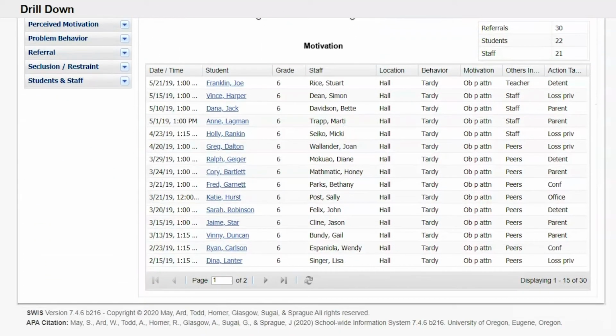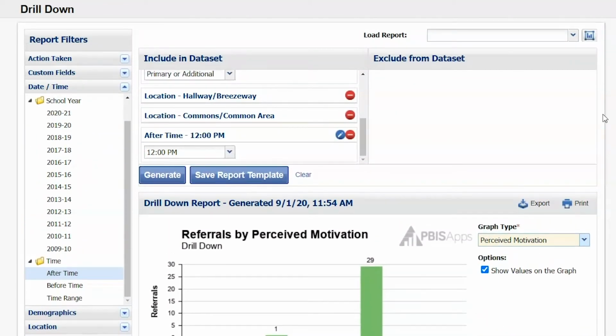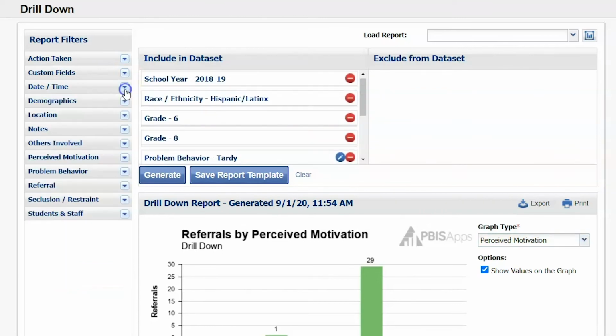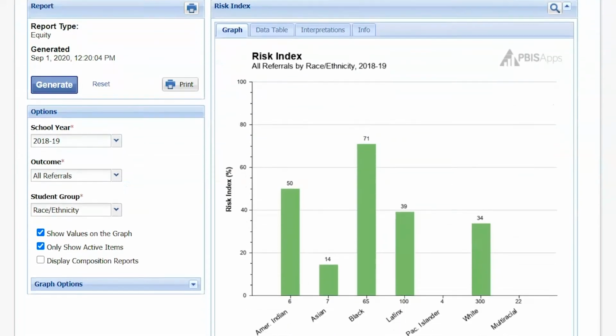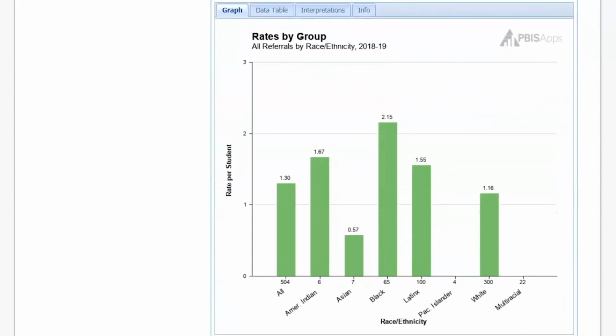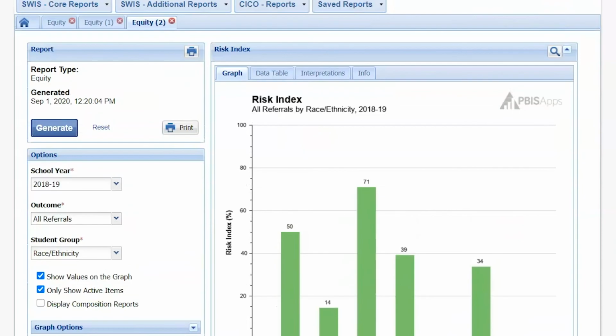One idea might be to work with the students and figure out how to give them more positive attention for ending up where they're supposed to be when they're supposed to be there. As the administrator or as a member of the school-wide PBIS team, another way we can help is to walk through these hallway areas a few minutes before the tardy bell to encourage students to get to their classrooms on time. That's the drill down process. We took something we learned in the equity report and used the drill down tool to answer all the WH questions.